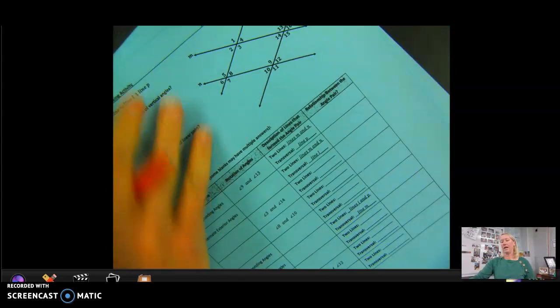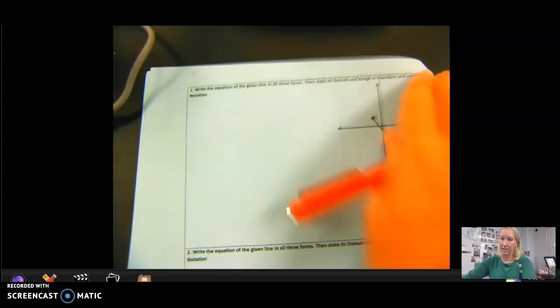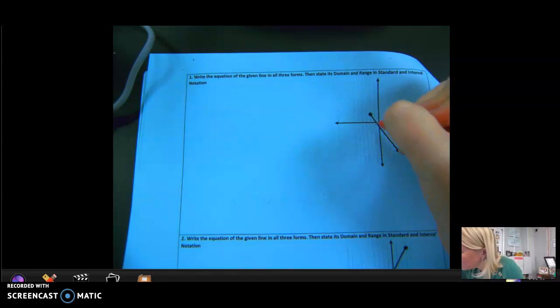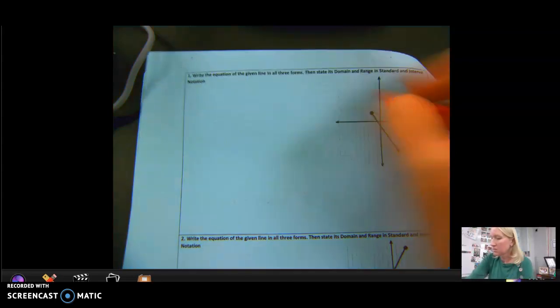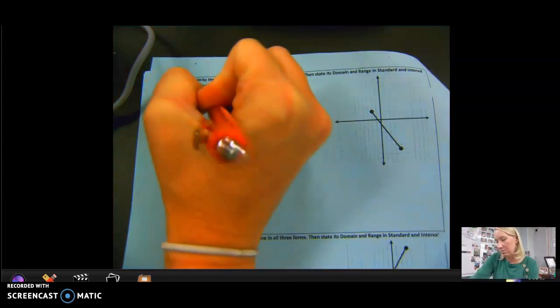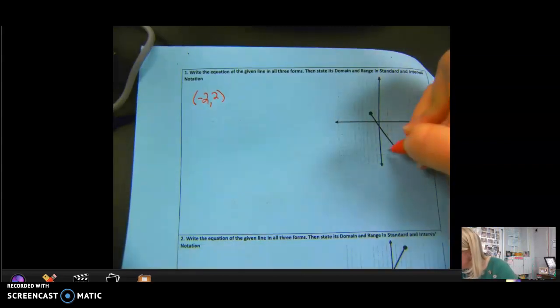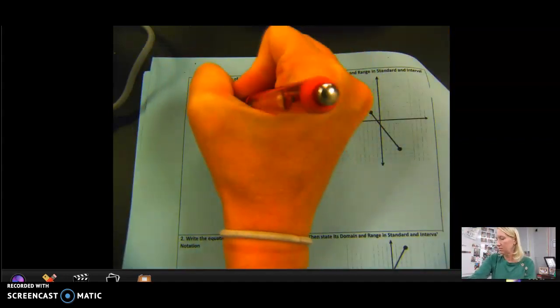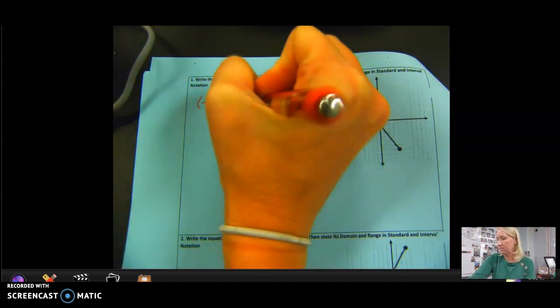All right, so next, write the given line in 3 forms, state its domain and range in standard and interval notation. So this point is at negative 6, 2. So we have a point at negative 6, up 2. And then we have a point at 1, 2, 3, 4, and then down 1, 2, 3, 4, 5, 6, 7. 4, negative 7. Okay.